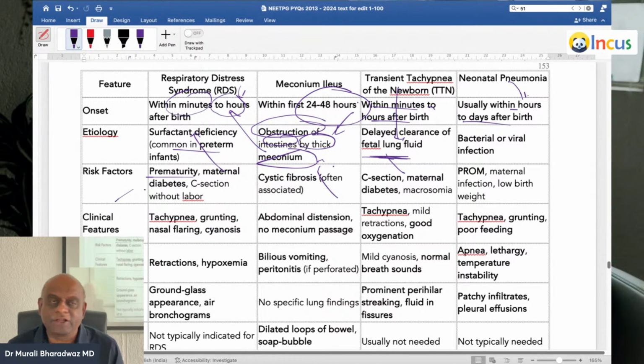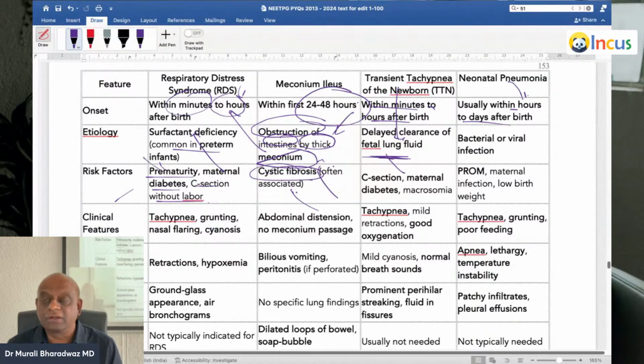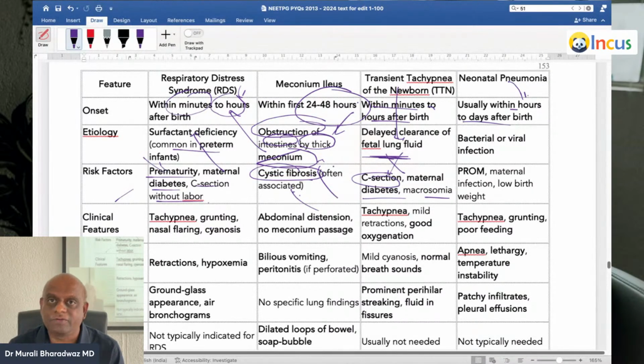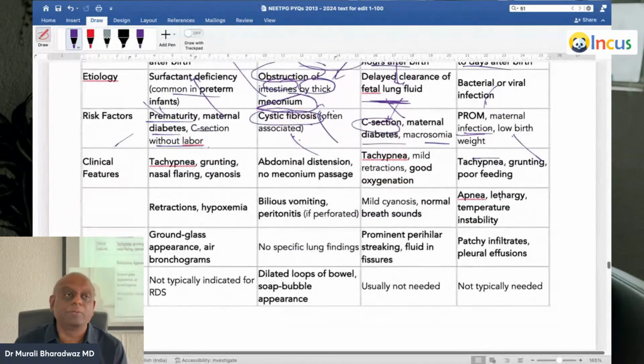Then what are the risk factors for respiratory distress? Prematurity, maternal diabetes, C-section without labor. Whereas for meconium ileus, cystic fibrosis is often associated because it produces thick meconium. Then maternal diabetes, macrosomia, and cesarean are associated with transient tachypnea. And premature rupture of membranes, maternal infection, and low birth weight are the risk factors for neonatal pneumonia.